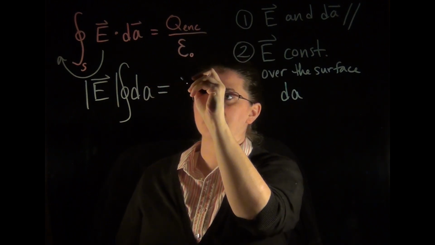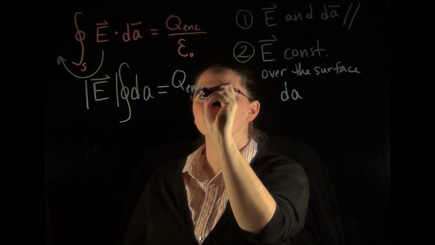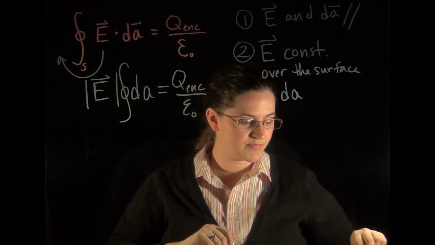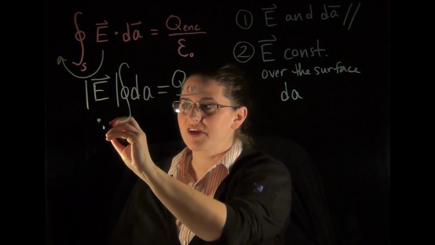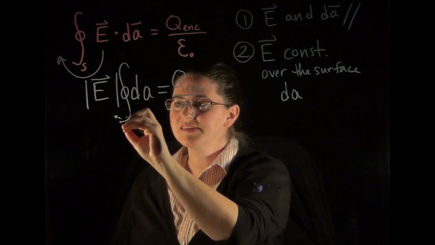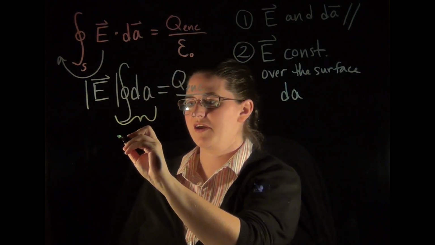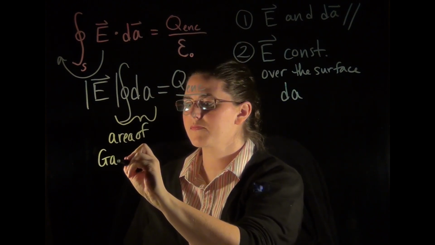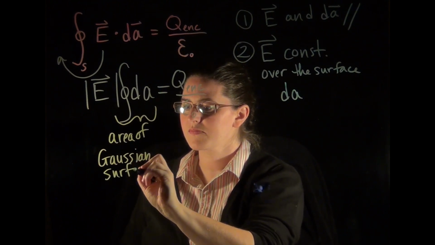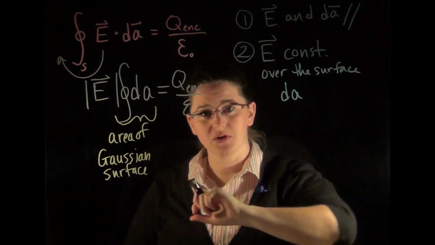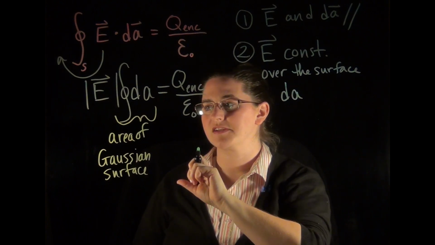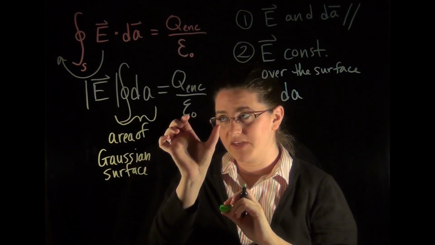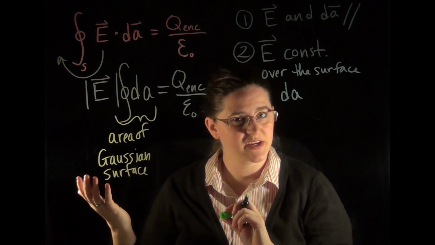And let's go ahead and write the other side of the equation here: Q enclosed over epsilon naught. So now you have the electric field isolated, and this is the surface area of the Gaussian surface. And this is the charge enclosed inside the Gaussian surface, and here's the constant. So once we can find the area of the Gaussian surface, then you can divide this onto the other side, and now you've got the electric field, the magnitude of the electric field.